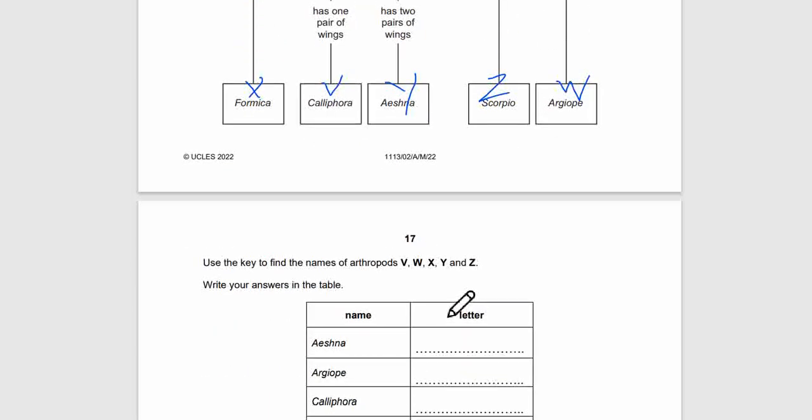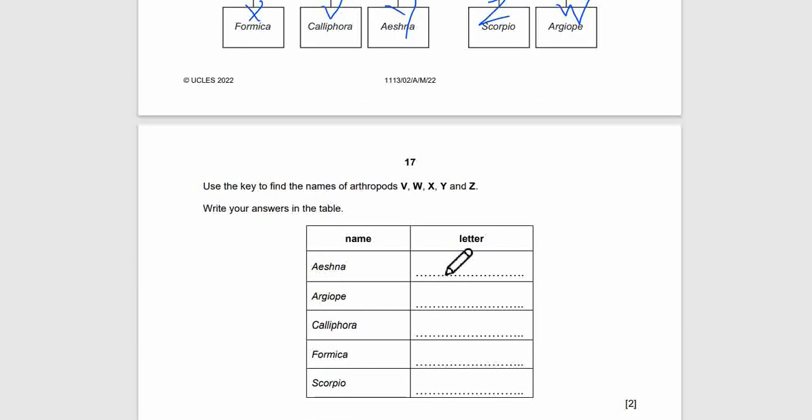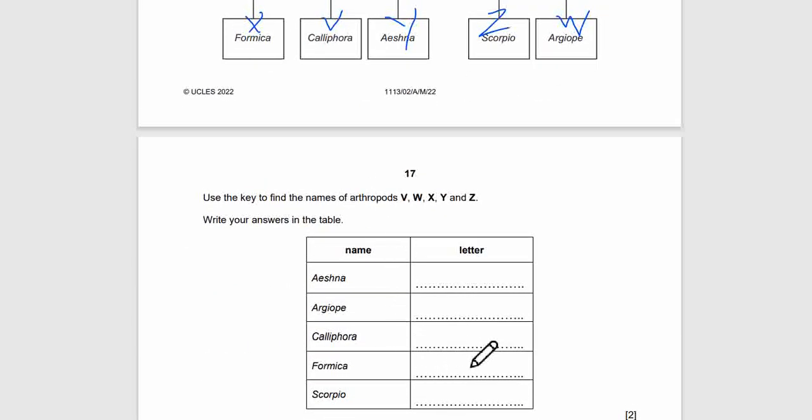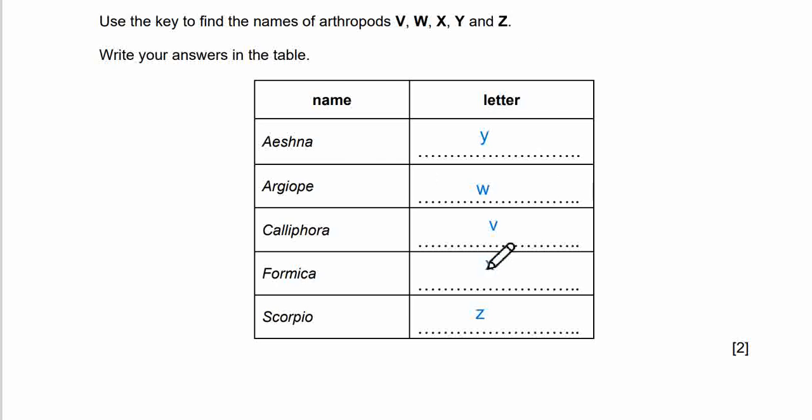So we type down all our answers here. Formica is X, Scorpio is Z, Califora is V, Argio is W, Ashna is Y. Okay, so this is our answer.